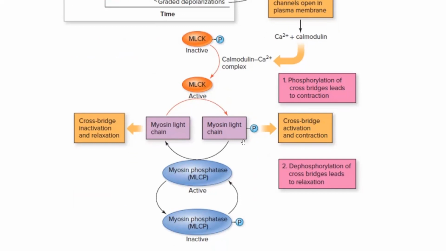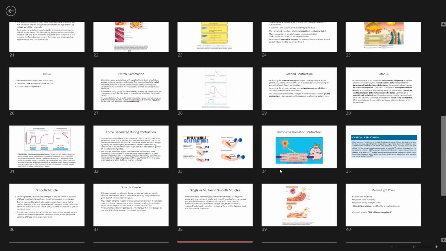Once the contraction occurs, then the myosin phosphatase has to deactivate myosin light chain, to detach phosphate from it. Afterward, cross-bridge inactivation occurs, and this leads to relaxation. And this is the whole loop, the whole circle. Once new calcium arrives and a new calcium-calmodulin complex is produced, then once again MLCK becomes active, then the phosphorylation of the MLC occurs, and this leads to contraction, and afterwards again relaxation, and so on and so on. This is the main idea.